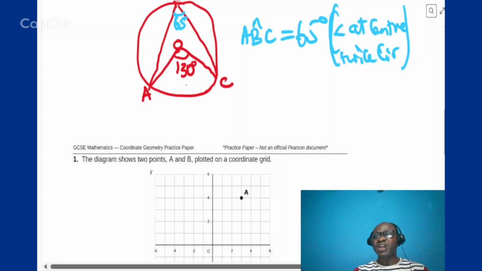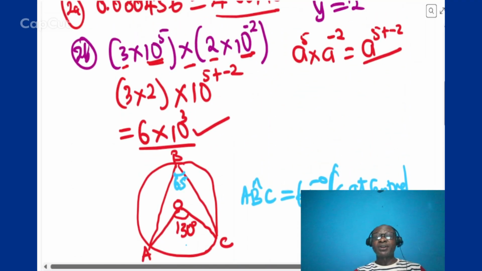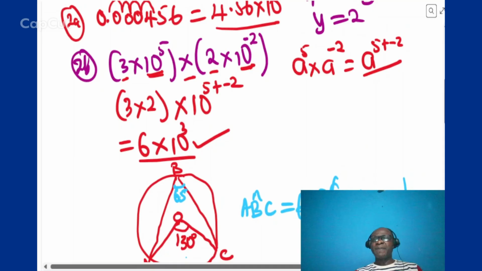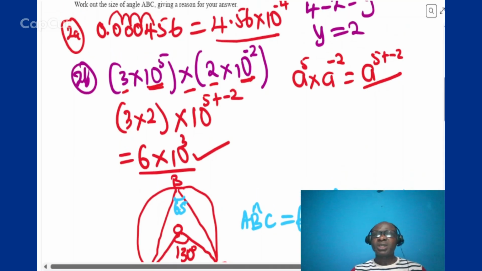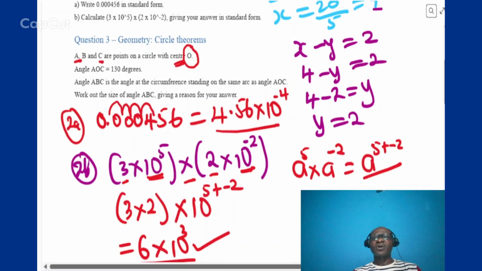So ask me questions on these 3 so that I can now take you back to the one you will do from that paper under this whiteboard. I understand, sir. Okay.